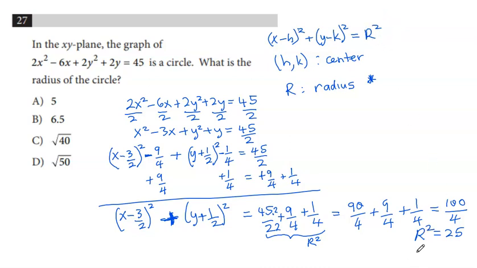It's r squared. So what is r? R is the square root of r squared, right? So you take the square root of both sides. So r is equal to 5. And that's our answer, A, right? So just know how to do the completing the squares. If you're able to do it, you'll be able to do this quickly. I had to take some time to explain, but the completing of the squares part is the most important.